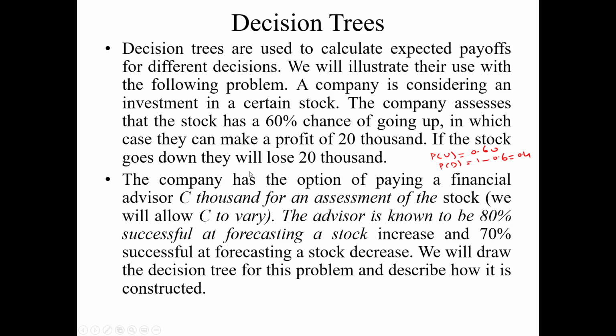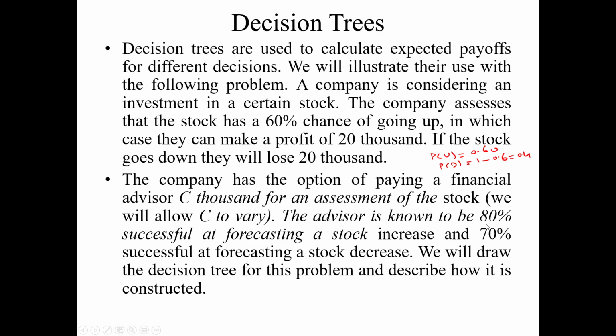There is another option. The company has the option of paying a financial advisor. See, this is now the C1000 they are paying to the financial advisor, the expert who has expertise. So now they are paying this amount. So C is the amount which they are paying to the financial advisor in order to get their suggestion. We will allow C to vary.